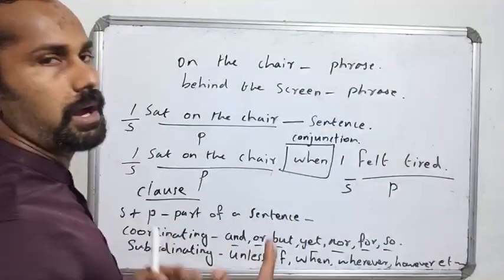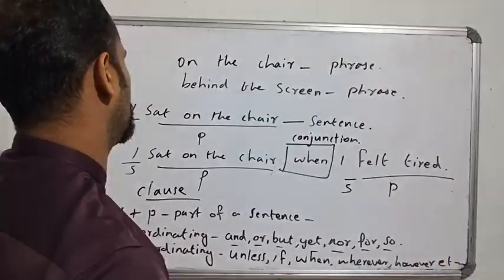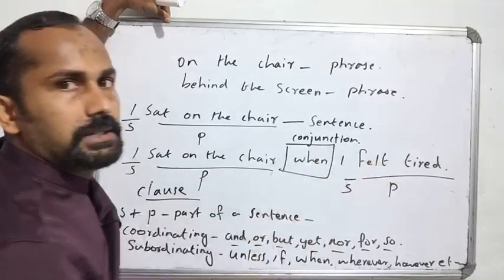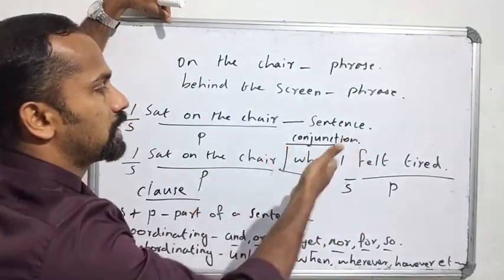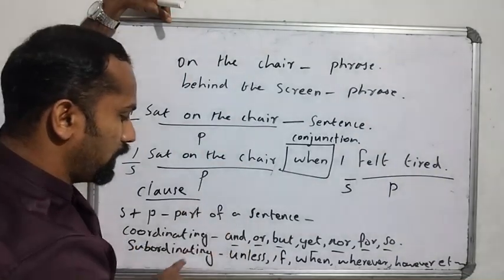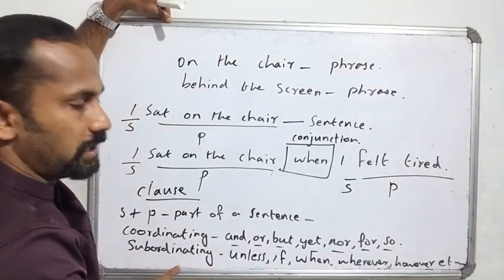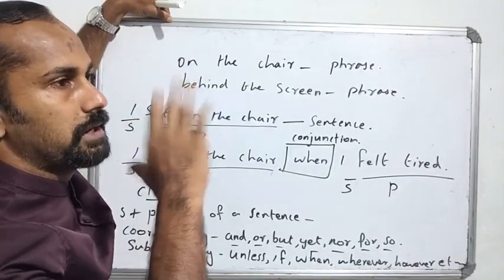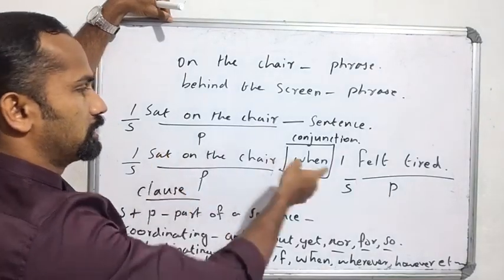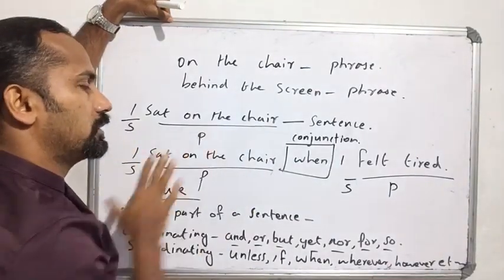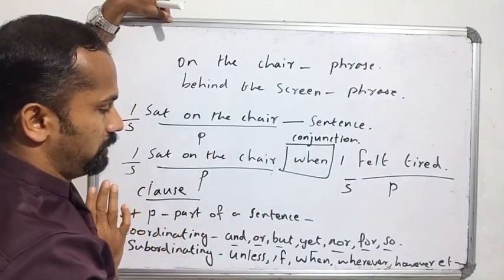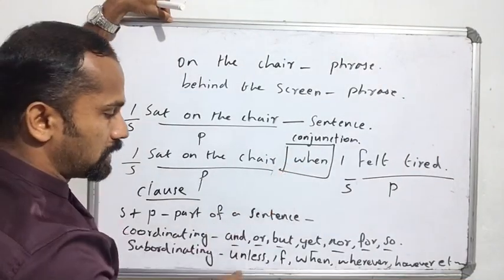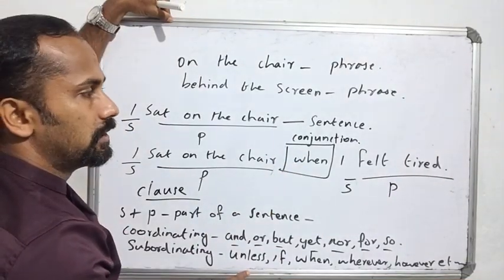These conjunctions are used to combine two clauses. Here, "I sat on the chair" is one clause, then "I felt tired" is another clause. These two clauses are combined using a subordinating conjunction, isn't it? Then I'm going to say one thing that is very, very important. Here two clauses are there: one is I sat on the chair, the other one is I felt tired. These two clauses are combined using a subordinating conjunction. When is a subordinating conjunction, right?